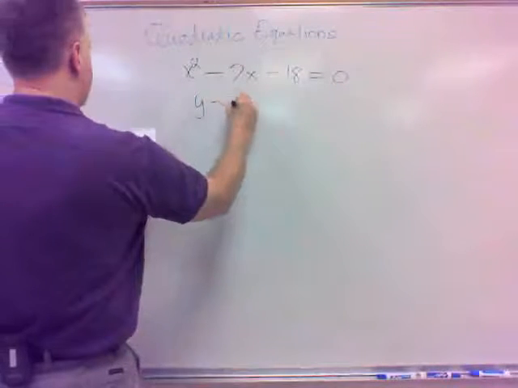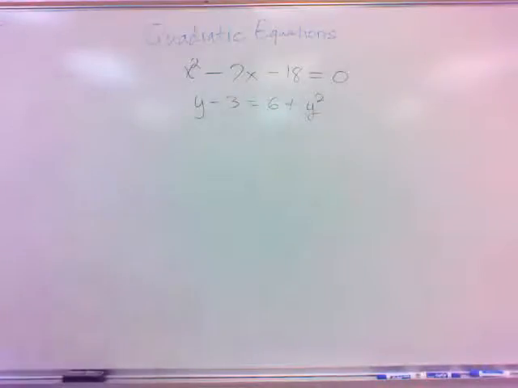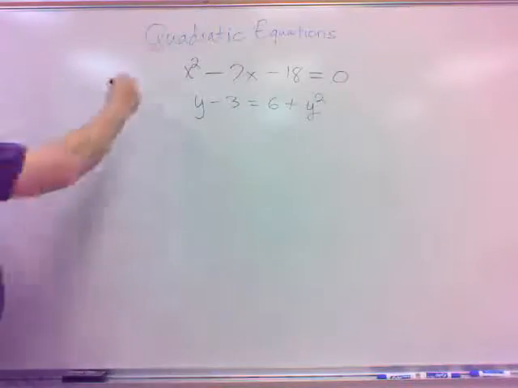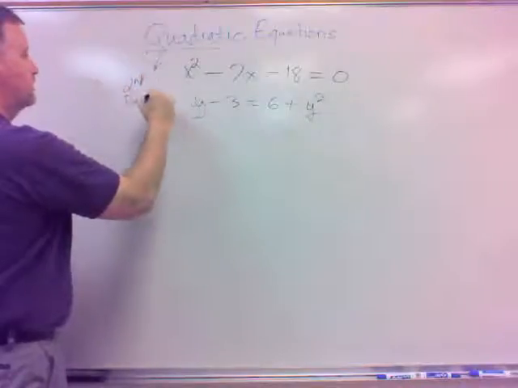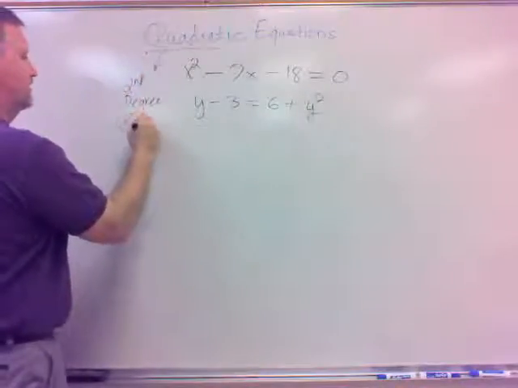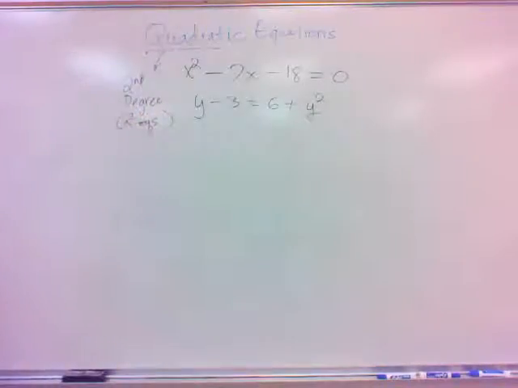y minus 3 equals 6 plus y squared. Another quadratic equation. The distinguishing mark of a quadratic equation is simply that it's a second degree equation, meaning the highest power in your terms is the second power. That's what we mean by quadratic equation. A second degree equation, and basically x squared equations, okay?